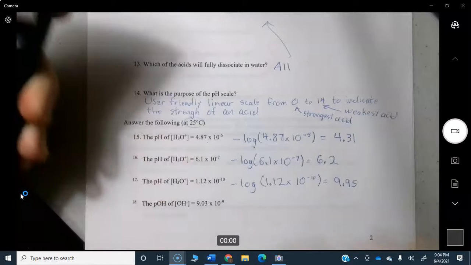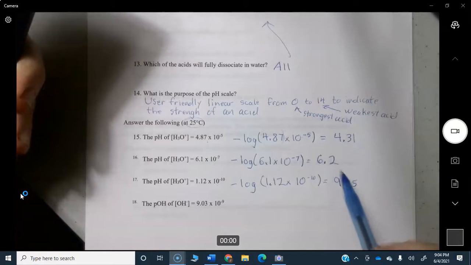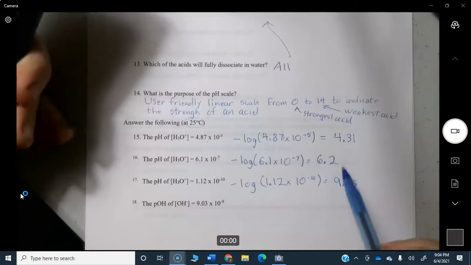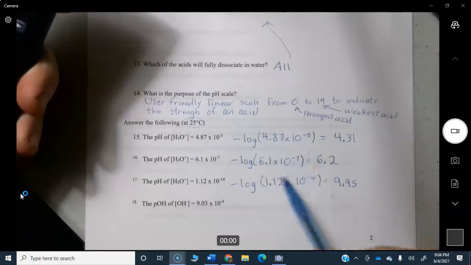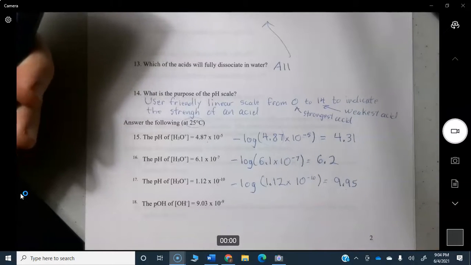All right, so notice these pHs, they're all kind of nice, friendly numbers. They are decimals, but they're numbers between 0 and 14. They're all positive. So you're not dealing with this stuff over here. Okay, and that's the idea.